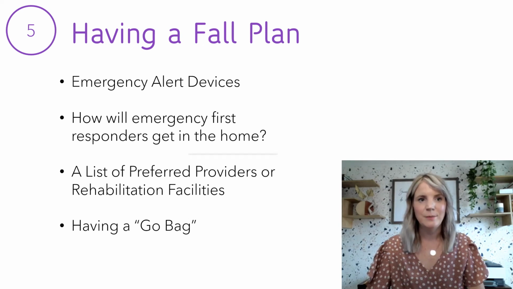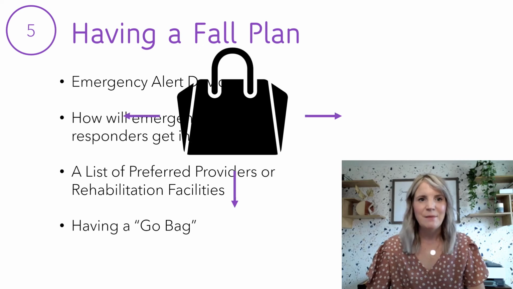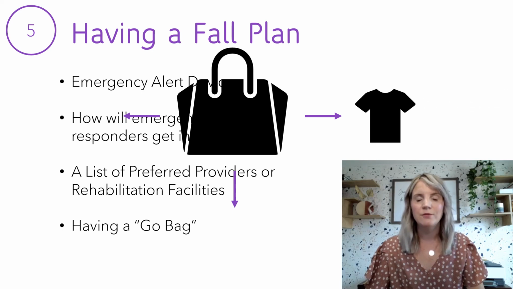Last, let's prepare a go bag. Much like a bag that is prepared when waiting for the arrival of a new baby, prepping for an emergency will help you be prepared for having to leave your home. This is especially helpful for those living at home alone and experiencing frequent falls. Within this bag, you'll want to pack 1 or 2 comfortable outfits. Think sweatpants and t-shirts to avoid only having access to hospital gowns.